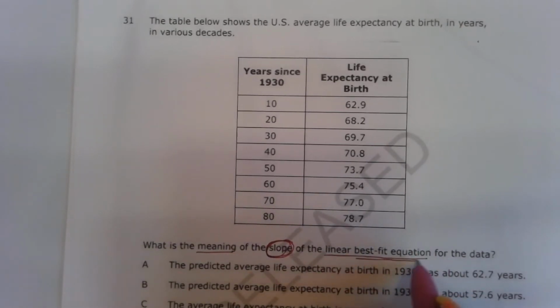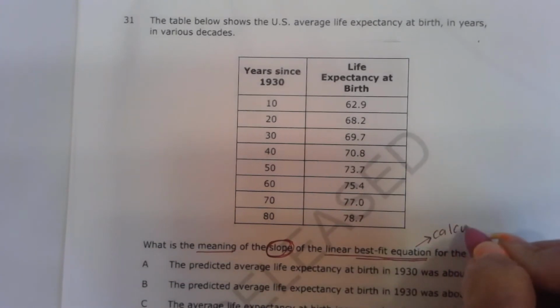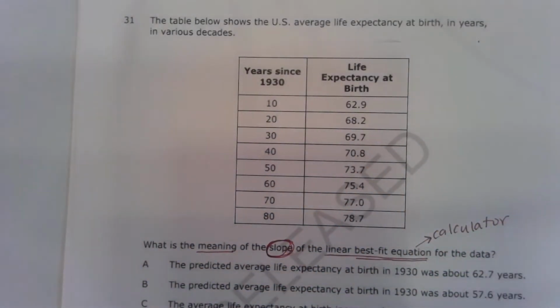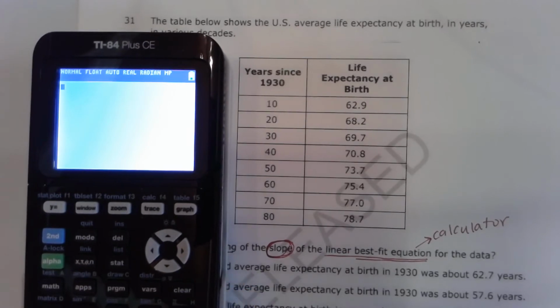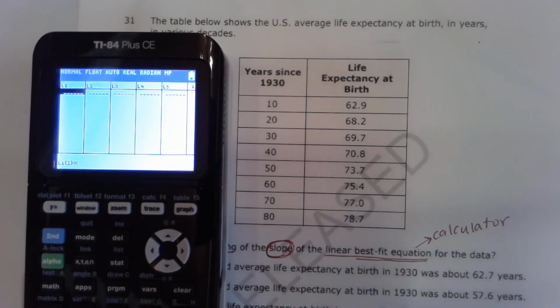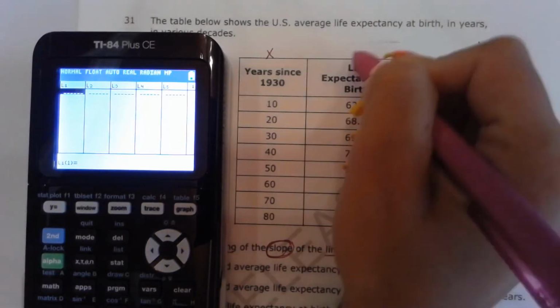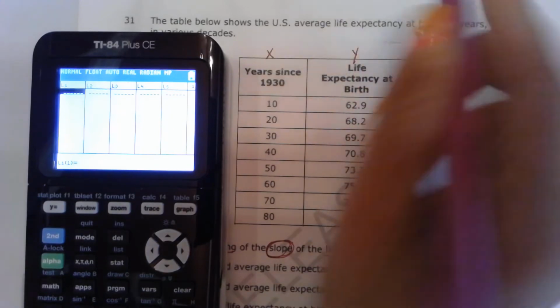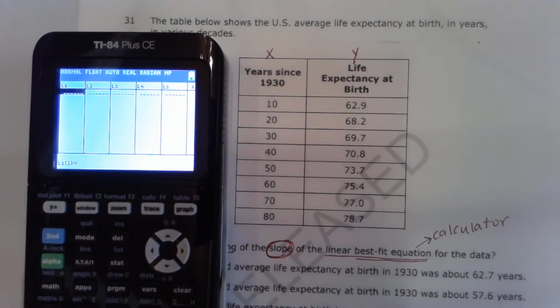When I see best fit equation, I know I'm going to have to put this data into my calculator. So I have my calculator right here, and I'm going to go to Stat, and go to Edit. I'm going to put all of these into list 1. Years is usually X, and this one is life expectancy at birth, which is our Y. So this is our L1, and this is our L2.